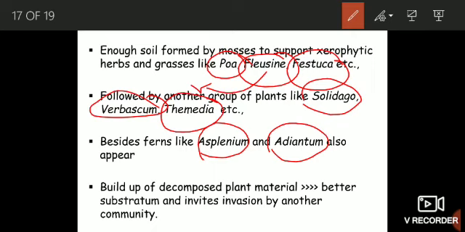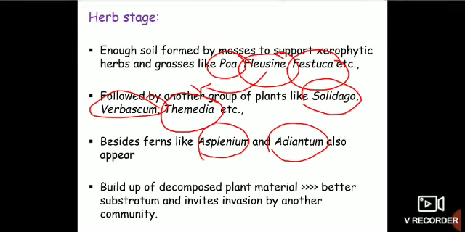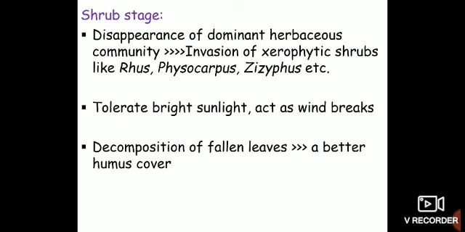And all these plants build up decomposed organic plant material. Their dead parts, their leaves, also add to the organic matter constituent of the soil, and this creates a better substratum and invites invasion by another plant community. That means the herbs themselves are not there for a longer time period in a state. They are replaced by another plant community. What is that plant community? You will see. You have the shrub stage.